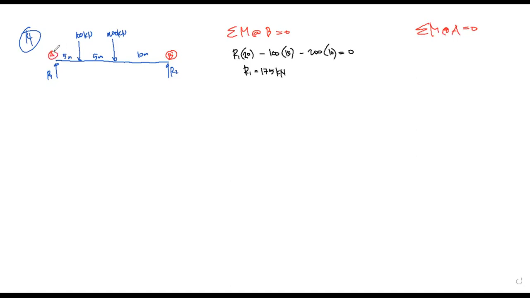And then we do summation of moment at A. So we have here variable A. So we have there R2 multiplied by 20. So negative, no? Plus, okay, so that is 100 multiplied by 5 and plus 200 multiplied by 10. So that is equal to 0. And then you have there R2.